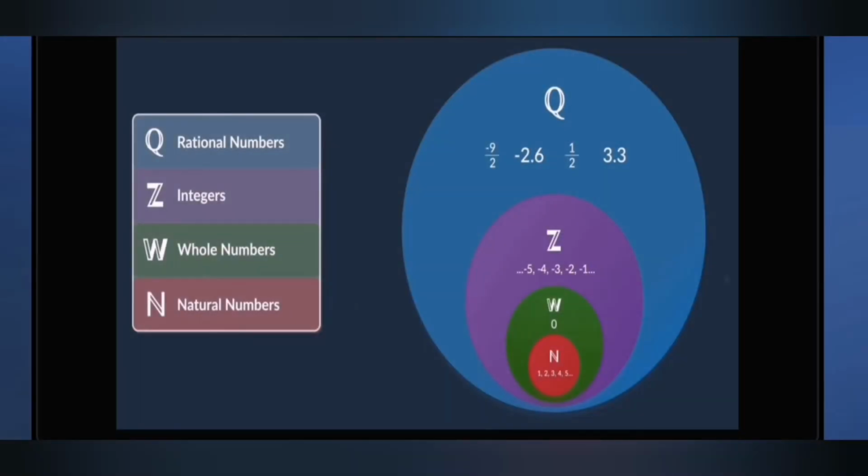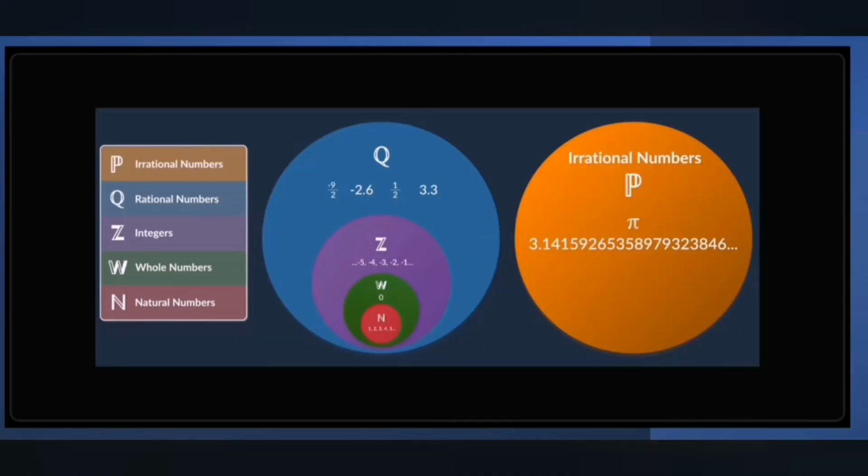Now, there is a whole different set of numbers that is not within any of these. What I mean is natural, whole, integer, and rational. This set of numbers cannot be expressed as a fraction. Another way to describe this is that this set is completely separate from the rational numbers altogether. Fittingly, we can call these irrational numbers. An example of an irrational number would be pi.